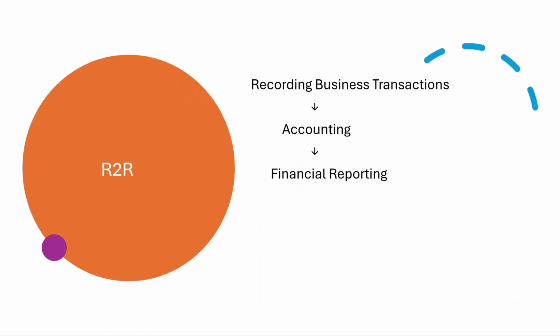So this is the complete record to report process in Oracle EBS. We start with the business transactions, create the accounting, transfer entries to the general ledger, post journals, verify the trial balance, close the accounting period, and finally generate the financial report.